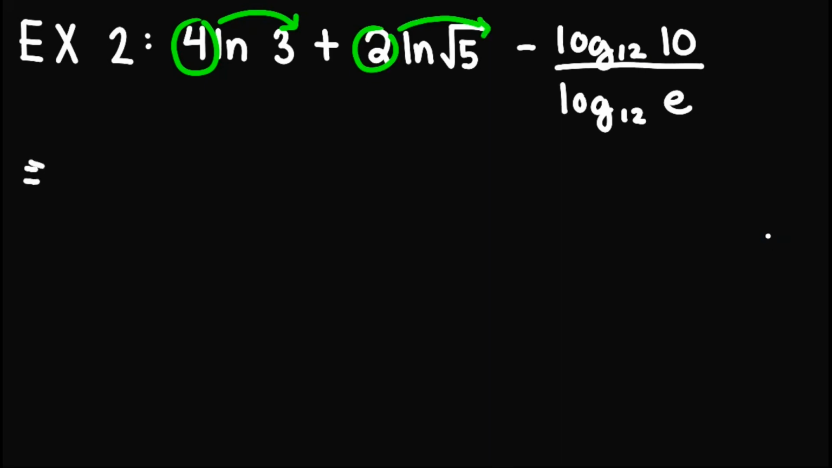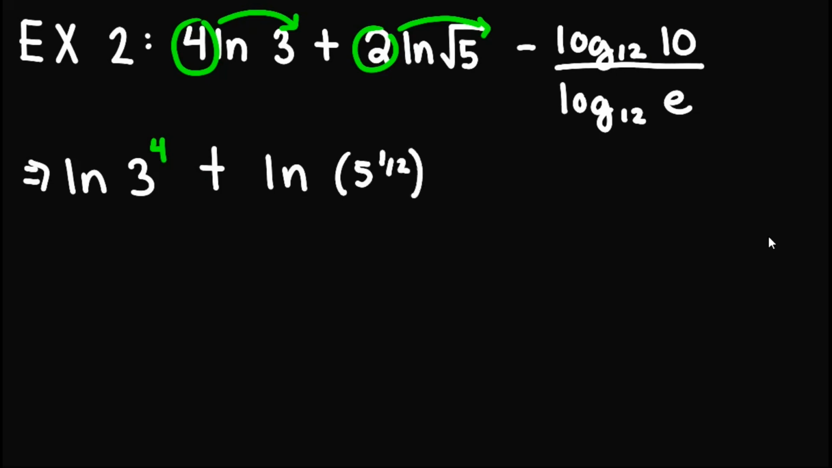So we'll have ln of 3 raised to 4 plus ln of, note that the square root of 5 can be written as 5 raised to 1/2, all raised to 2. And for the last term, note that we can apply change of base since we have the same bases here. So by change of base, this is simply equal to the logarithm of 10 with respect to base e. There.